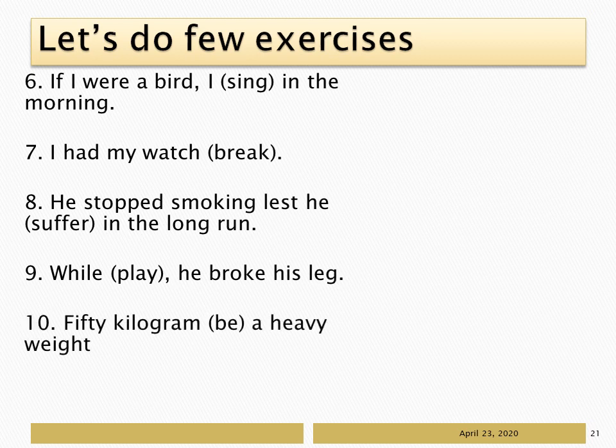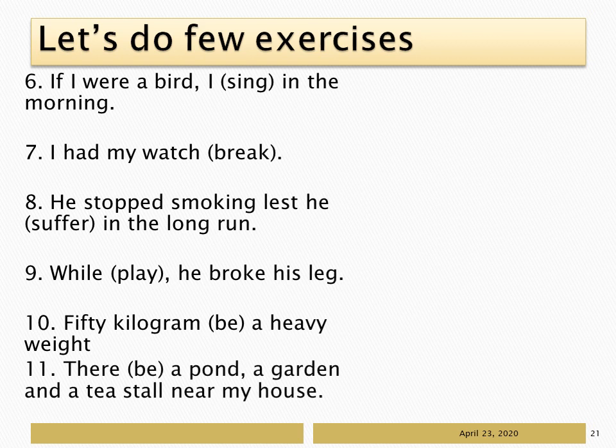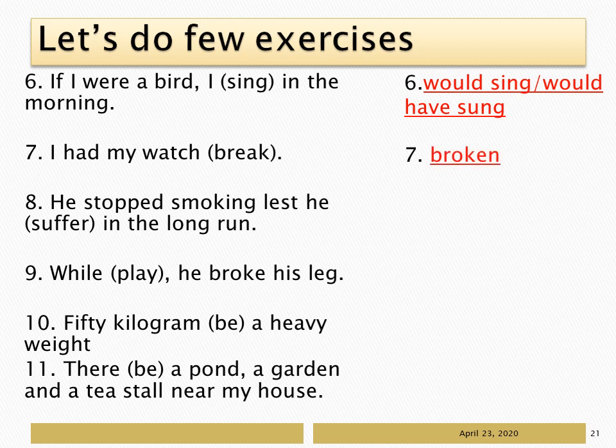Number 10, 50 kilogram. 50 kilogram, it's a unit, so you know what you have to do. And number 11, there be a pond, a garden, and a tea stall near my house. So you have to consider the subject, whether it is singular or plural. And there is mention of a pond, a garden, and a tea stall. Not one thing, but more than one thing. So let us see the answers. Number 6, if I were a bird, I would sing or I would have sung in the morning. Number 7, I had my watch broken.